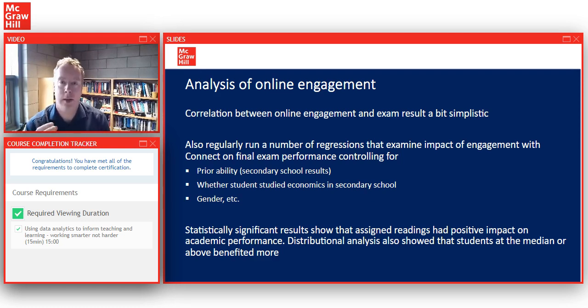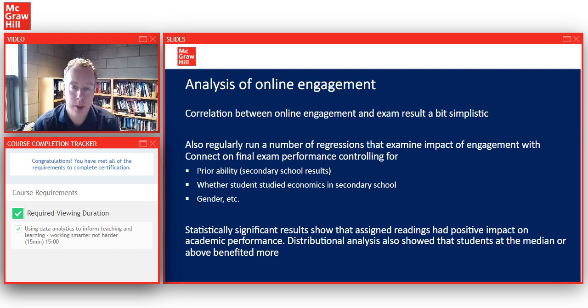So we thankfully have a lot of administrative data around prior ability. We know exactly what the results were from their secondary school, their high school here in Ireland. We know what subjects they did. We know what grades they got in those subjects, whether they did economics or even a maths stat, what kind of level of maths or stats they had, because that often helps you in economics, gender, etc. And we run regressions where we control for all of those to see what's significant and what's not significant.